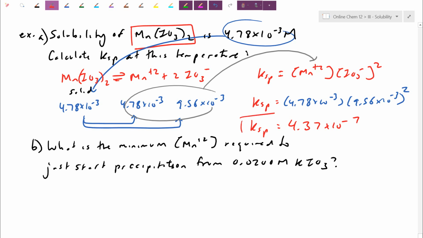All right. So if this were on the table here, it would just say manganese iodate, manganese 2 iodate. The limit is going to be 4.37 times 10 to the negative 7.